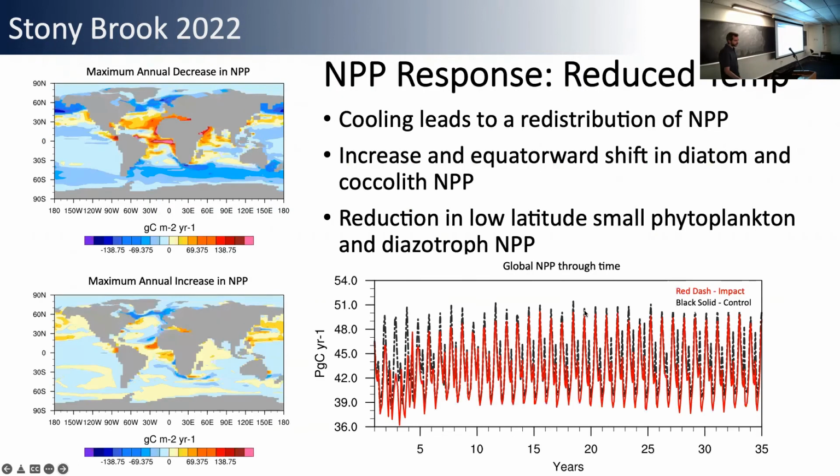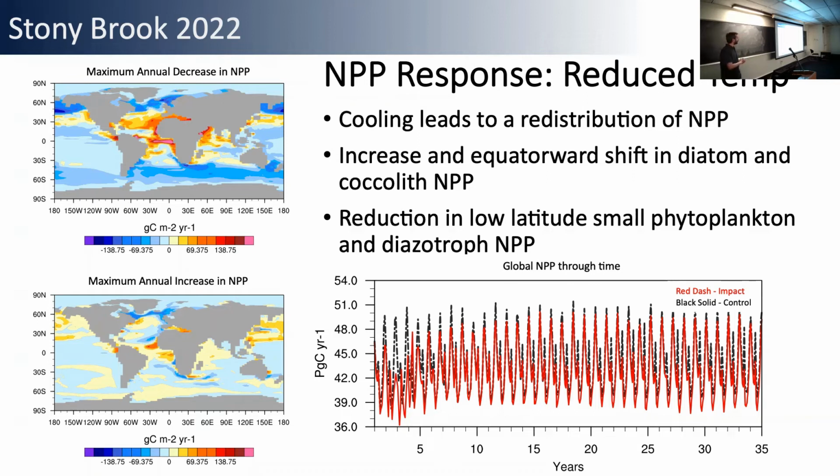And let me just set up some of these figures here. So the next few slides will all have this format. In the top left here, I have the maximum annual decrease in net primary productivity. So this is the year of greatest decrease in primary productivity due to the forcing that's being applied.